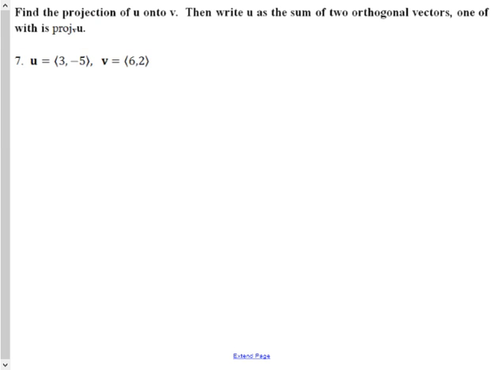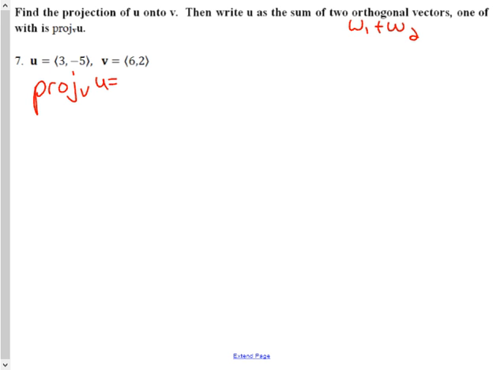So, moving to the next one. Find the projection of U onto V, then write U as a sum of its two orthogonal vectors. And this is W1 plus W2, one of which is the projection of U onto V. So U is <3, -5>, V is <6, 2>. Plugging it into the formula, I'll write the formula one more time here.